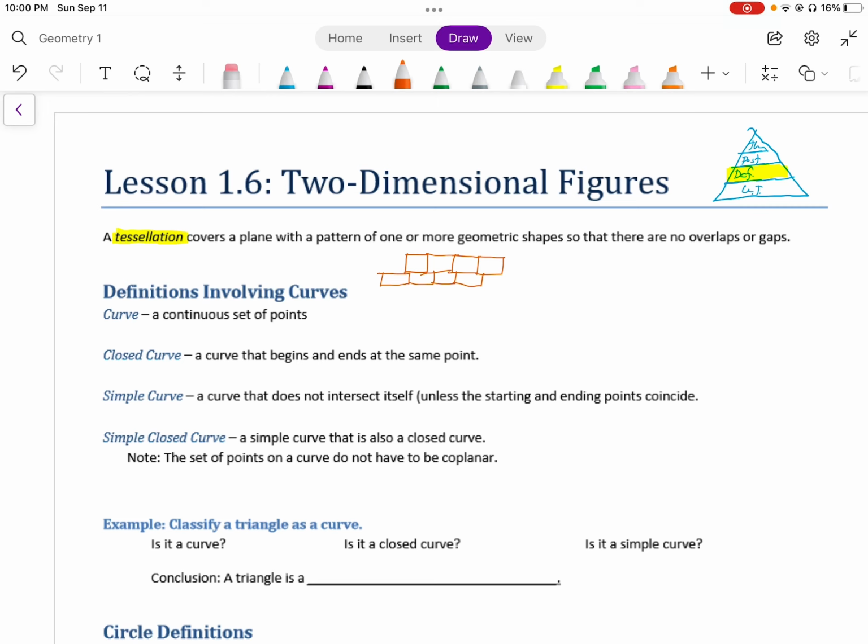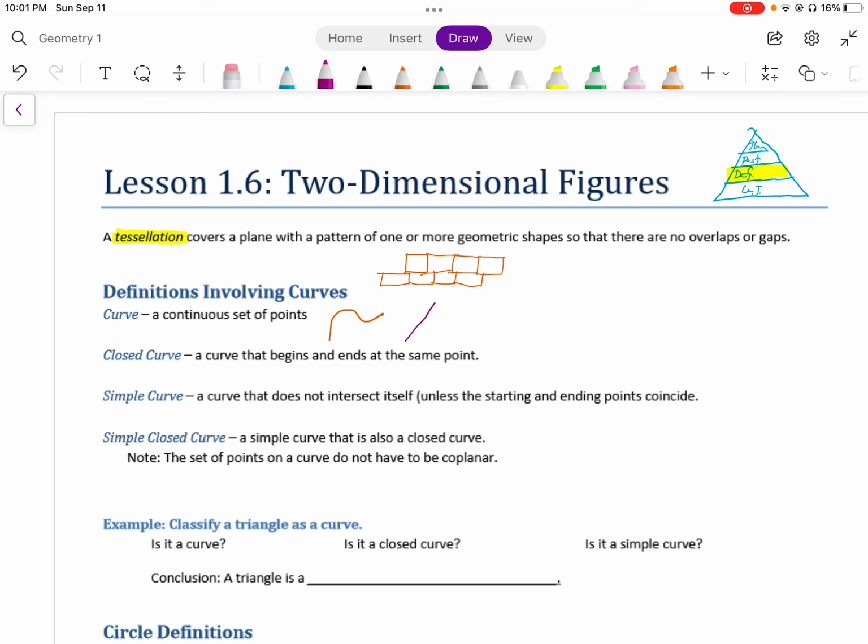Definitions involving curves. We're going to use these definitions here, and they actually help us define things later. These aren't main terms where we study a bunch of properties of curves or closed curves or simple closed curves, but we have these definitions to help us define things later. So a curve is just a continuous set of points. There's an example of a curve. There are no gaps in it.